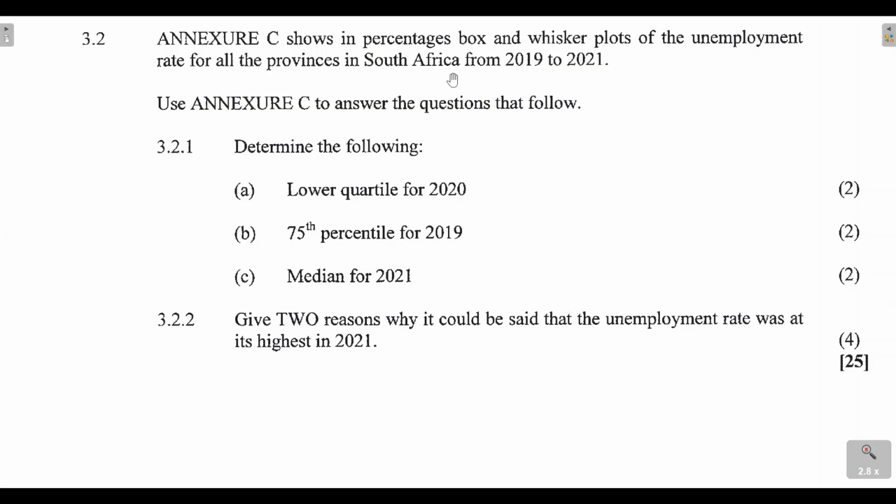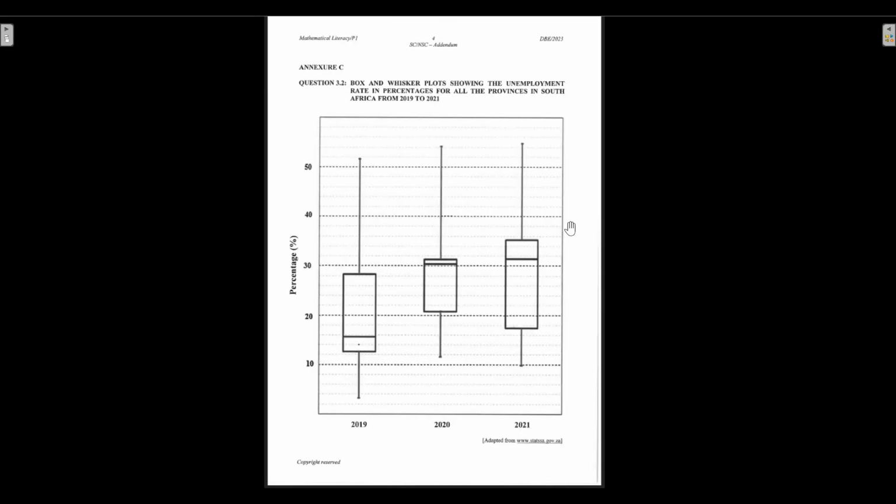So we are told that Annexure C shows, in percentages, the box and whisker plot of the unemployment rate for all provinces in South Africa. These box and whisker plots represent, in percentages, the unemployment rate for all the provinces in South Africa from 2019 to 2021. So we're going to use these box and whisker diagrams to help us answer the questions that are given to us.